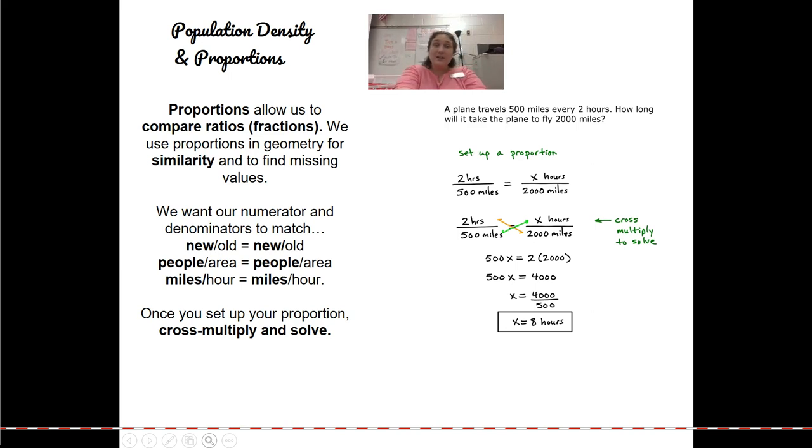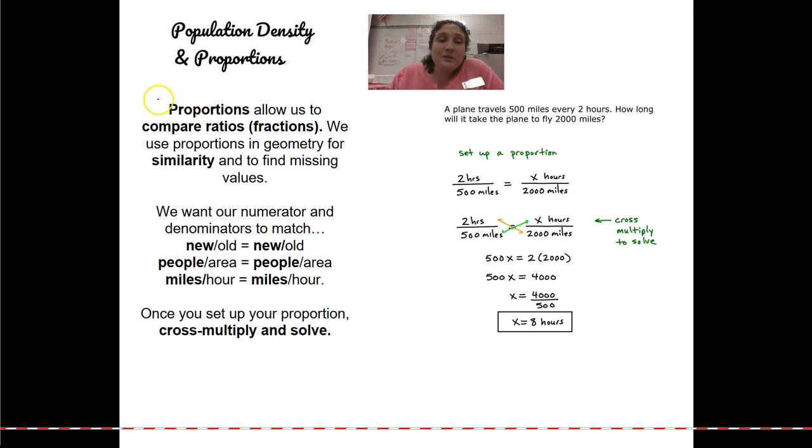Okay, guys, we are now going to transition to population densities and proportions. So this is, again, one of those fundamental concepts in algebra. You'll see it with similarity. You'll see proportions come up with all circles are similar, and you're coming up with a dilation factor. So let's just review what some of those things are.